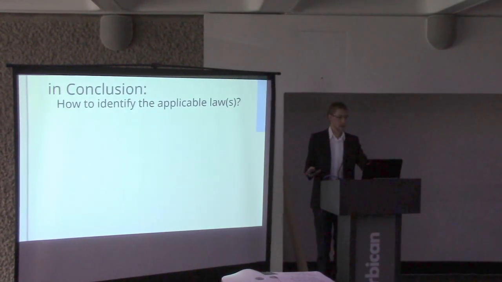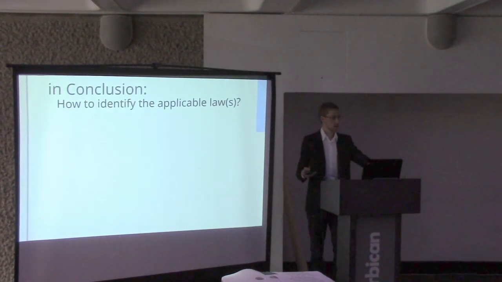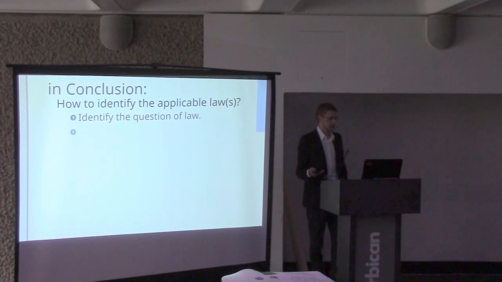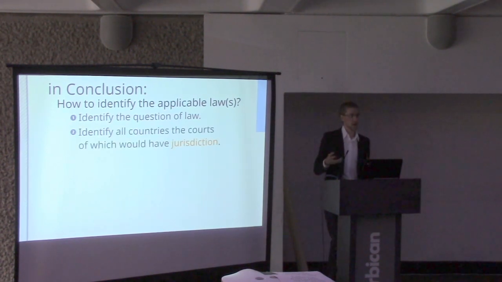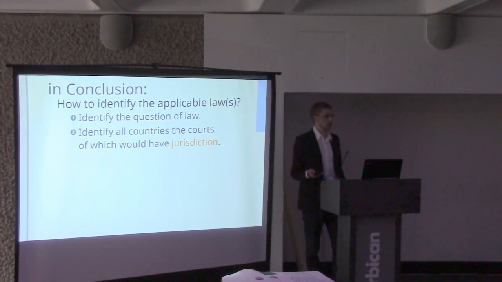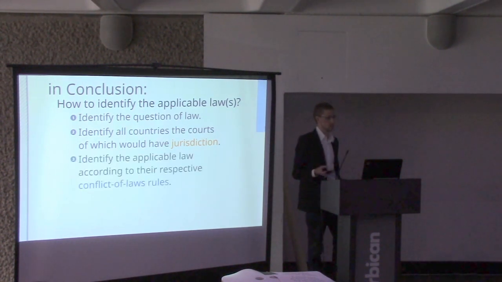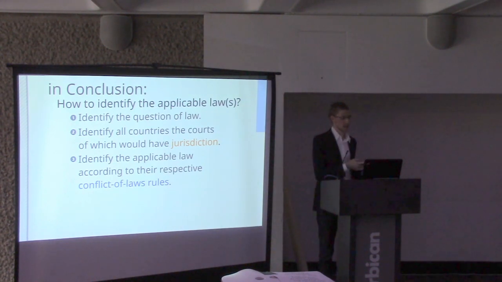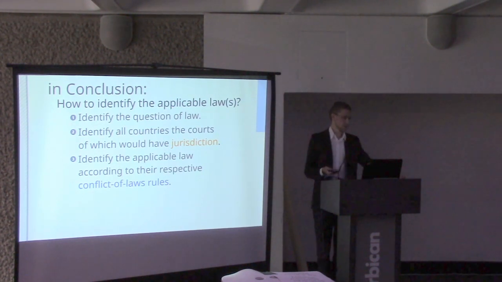Now, in a very quick conclusion, how to identify the applicable law, there are three steps. The first step is to identify the question of law. The second step is to identify all countries whose courts may have jurisdiction. And the third step is to look into the rules on the conflict of laws in each of these states in order to find the applicable law.